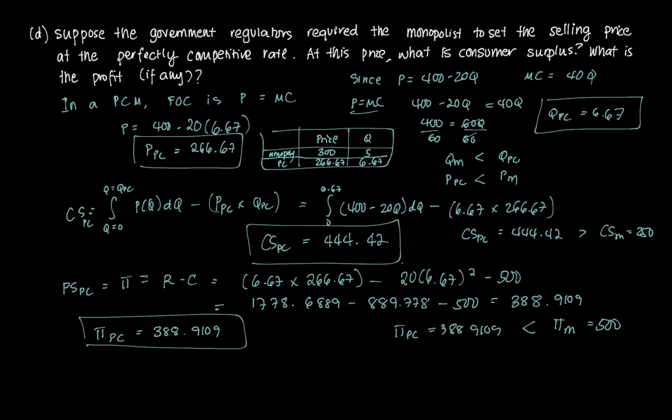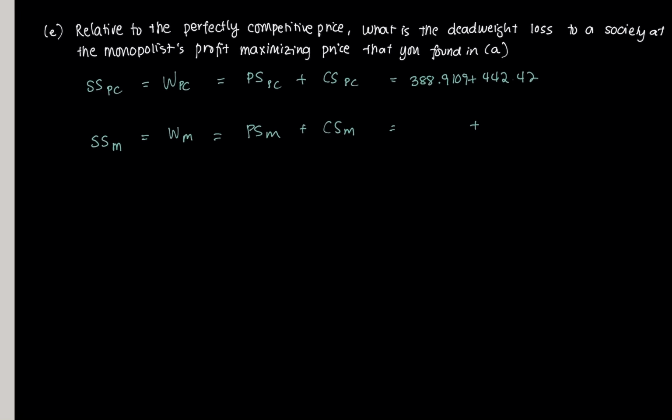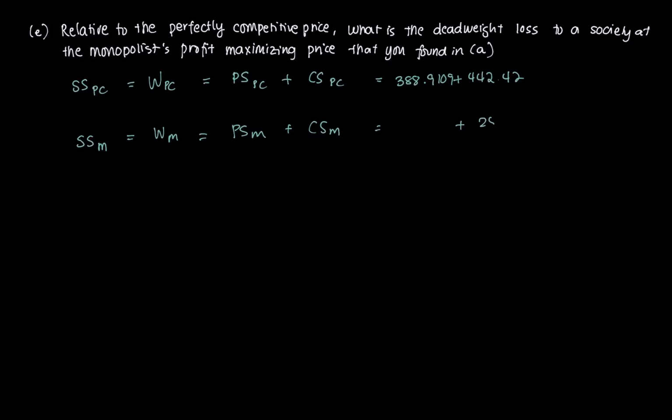Our CS_PC is 444.42. Then the PS was 388.9109. Then for the monopolist, consumer surplus was lower at 250, but the profit was higher at 500. So in here, this one is 750 for the monopolist. That's the social surplus of the monopolist.